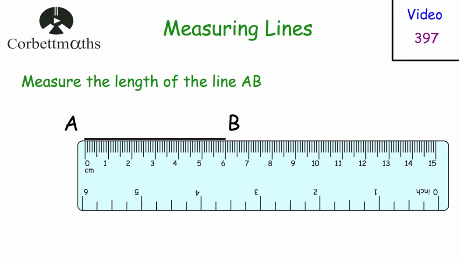So it's 1, 2, 3, 4, 5, 6 centimeters. So this line is exactly 6 centimeters long. So it'd be 6 centimeters. So if we went a little bit further, it could be 6.1 or 6.2 centimeters or so on. But this is exactly 6 centimeters. So this line AB is 6 centimeters.